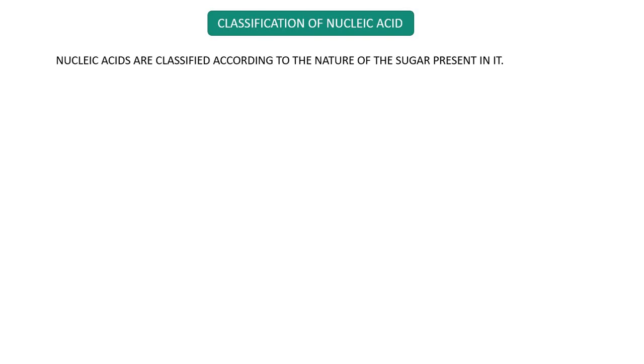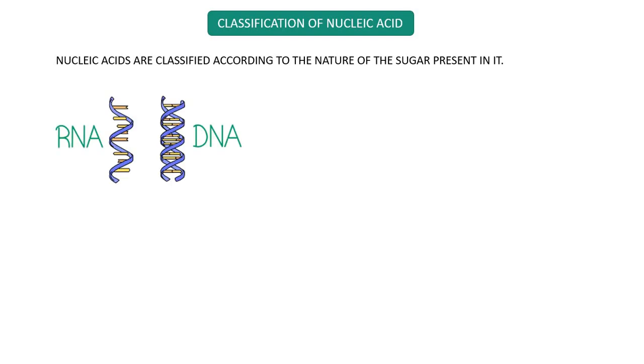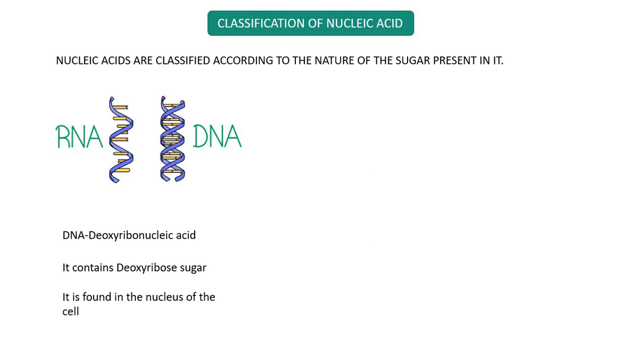Now we'll see nucleic acids are classified depending upon the nature of sugar present in them. Basically two nucleic acids are there, DNA and RNA, and both are classified depending upon the nature of the sugar which is present there. We know that RNA is a single stranded material and DNA is a double stranded material. DNA stands for deoxyribonucleic acid. Why is it called so? Because it contains a deoxyribose sugar, and it is found in the nucleus of the cell.